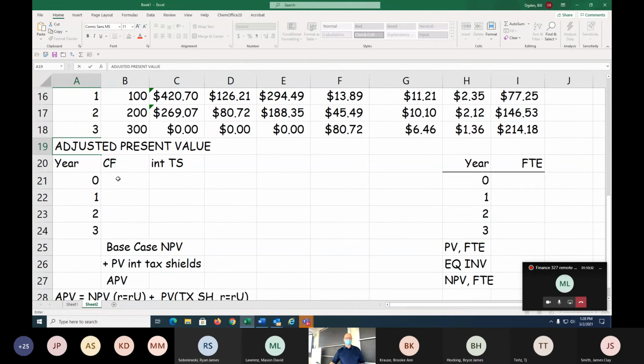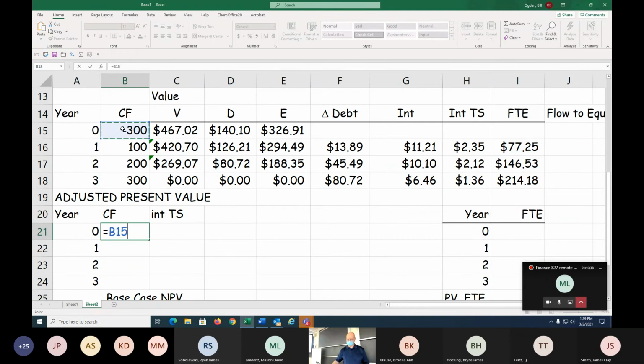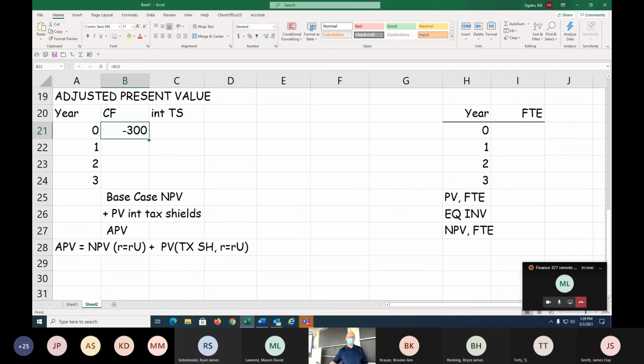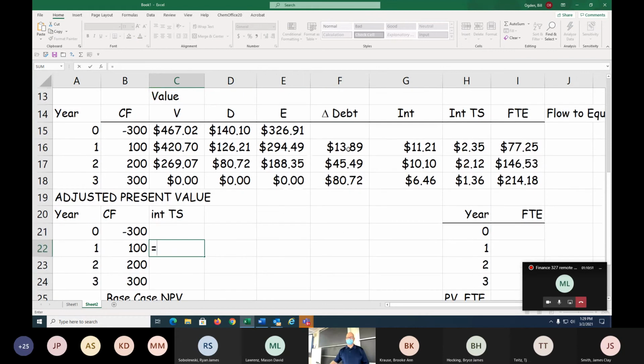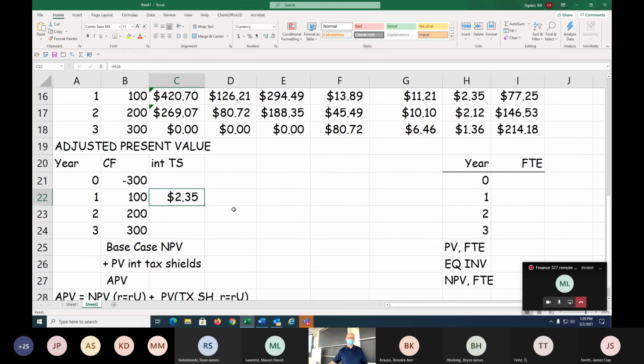So let's do that. Let's start out over here and let's just go up a little bit and restate the cash flows. All right, and then let's get the interest tax shields. We have these over here. You don't have to do this, but it's nice to summarize all this.